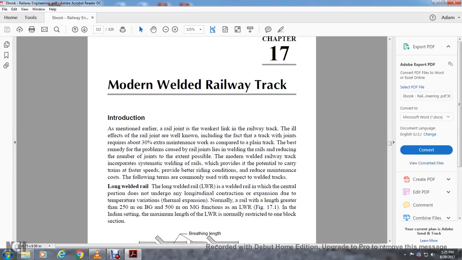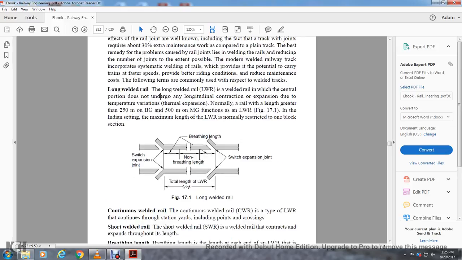Long welded rails, or LWR. Long welded rail is welded rail whose central portion does not undergo any longitudinal contraction or expansion due to temperature variations or thermal expansion. Normally, a rail length greater than 250 meters for broad gauge, or 500 meters for meter gauge, functions as a long welded rail. In the Indian setting, the maximum length of long welded rail is normally restricted to one block section. Figure 17.1 shows the long welded rail, switch expansion joint, total length of the long welded rail, non-breathing length, breathing length, and switch expansion joint.